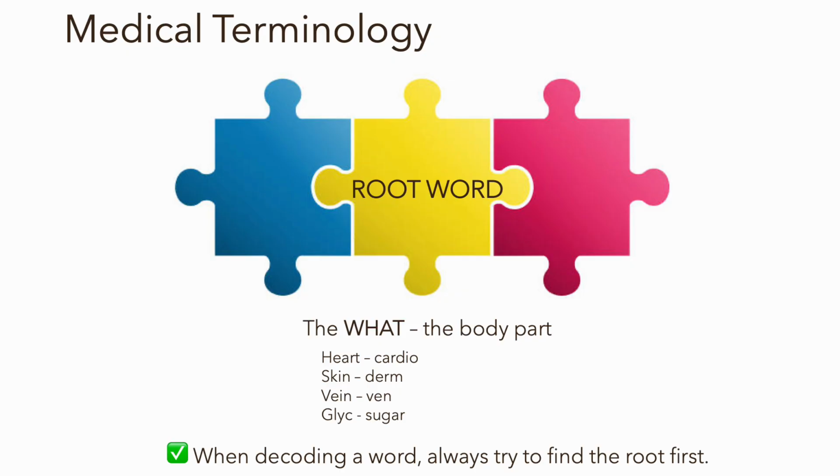When you're decoding a word, always try to find the root of the word first. And we're going to practice this. But again, root words could be heart, skin, vein, glyc, which is sugar. So it's the what of the body, right? What body part is being looked at, examined, or fixed by the doctors and the nurses.